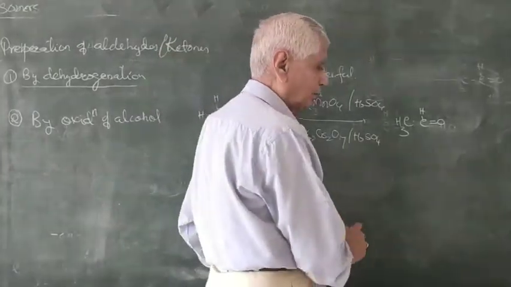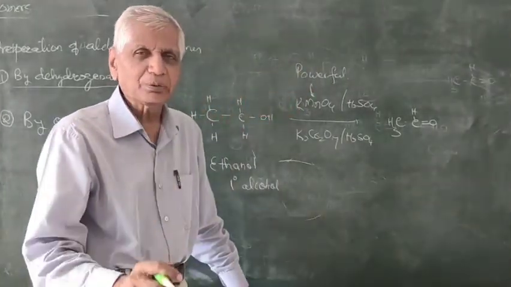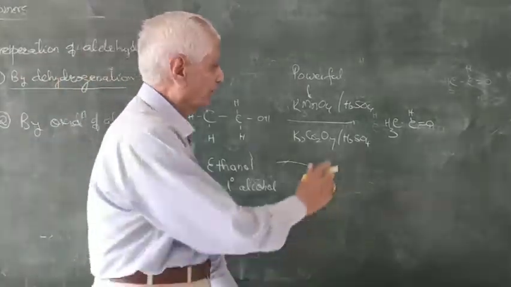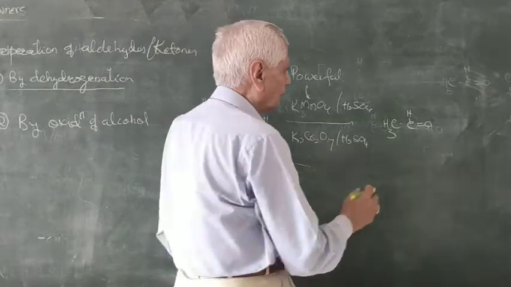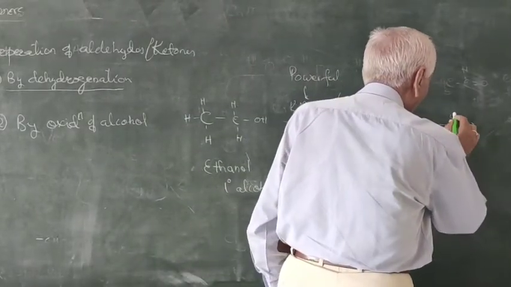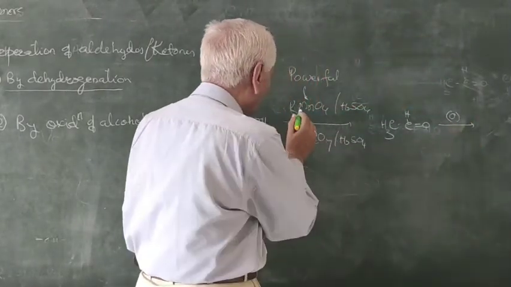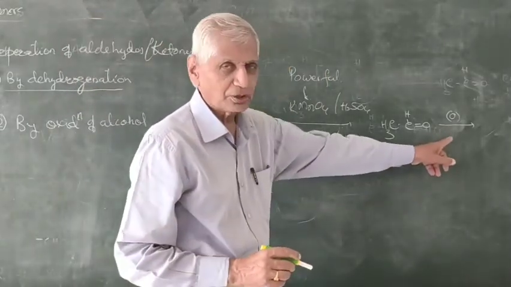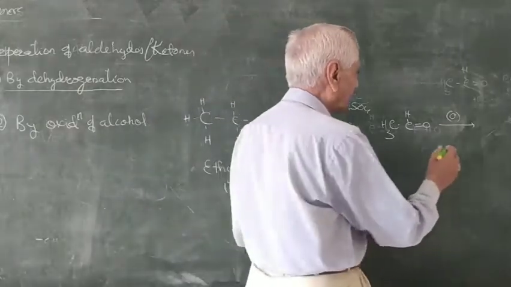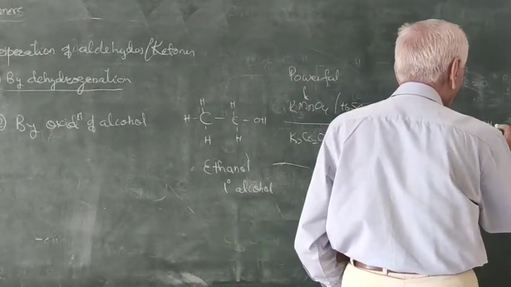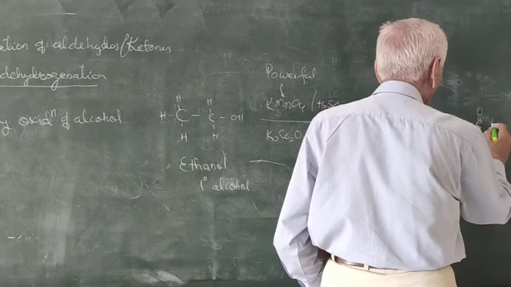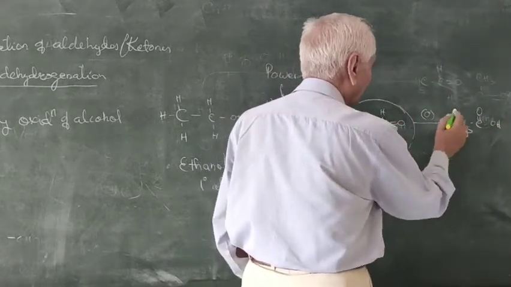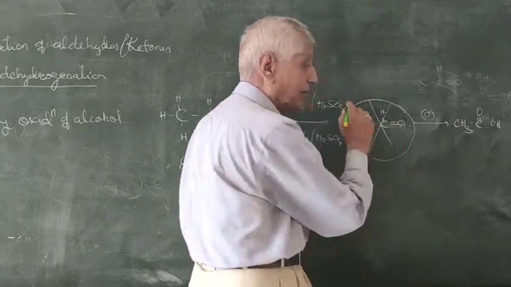But this aldehyde is highly reactive towards the oxidizing agent. Now this aldehyde obtained will further react with the oxygen of the oxidizing agent, because you are making use of a powerful oxidizing agent, and convert it into CH3COOH. So you are not getting the aldehyde but you will get the acid directly. Aldehyde is not obtained there.